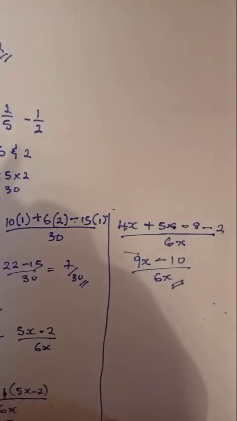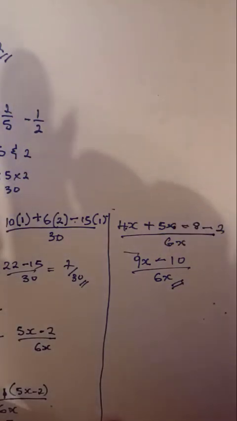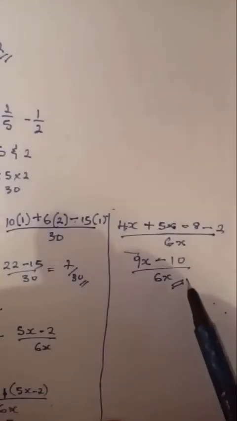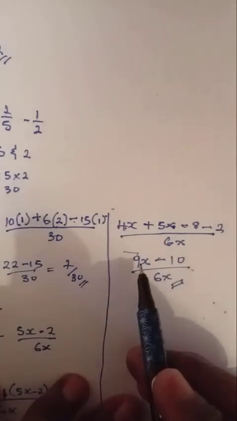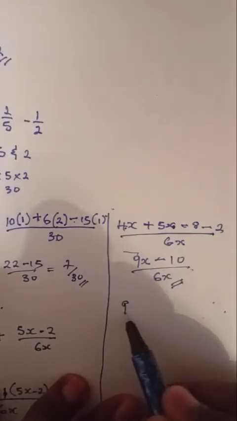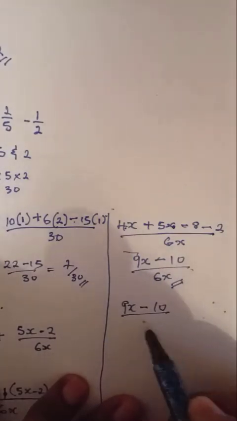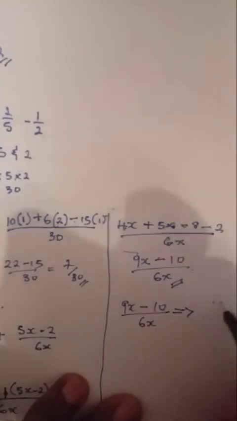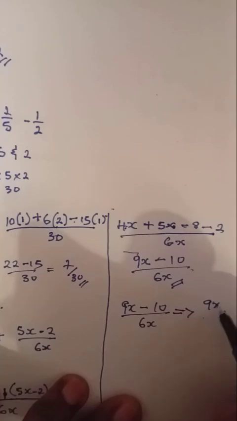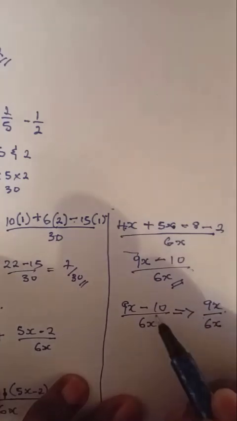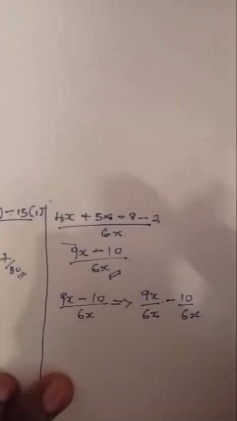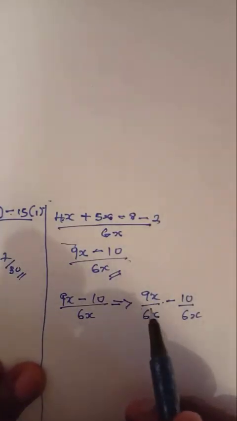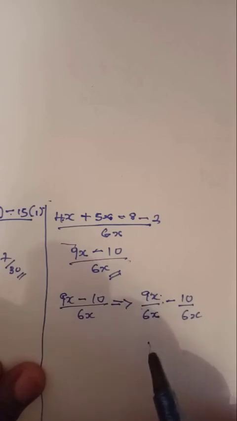But there is something. If you have this as an answer in an objective question, it is correct. But if you are doing an objective question and you don't find this answer, you can simplify a bit further. So we can rewrite this term to be 9x minus 10 all over 6x. We can rewrite it to be 9x all over 6x minus 10 all over 6x.